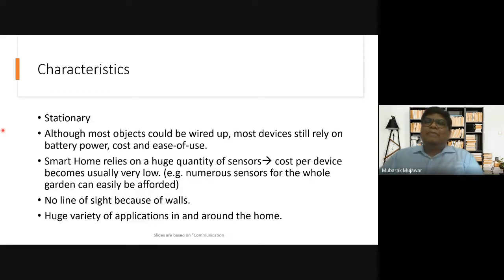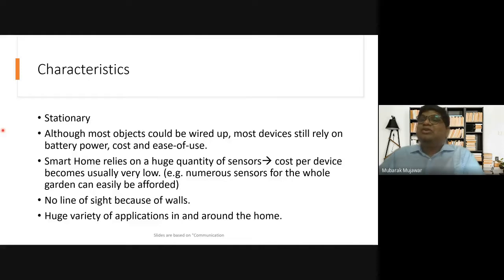So in many cases, most of the objects could be wired. However, unfortunately, there are still some devices which rely on battery power for the ease of use. For example, smart fridge and smart TV can actually be hooked up with an Ethernet cable. But just because we have Wi-Fi technologies, we rely on wireless technologies to have one common port and to reduce the cost of wiring and other infrastructure changes.